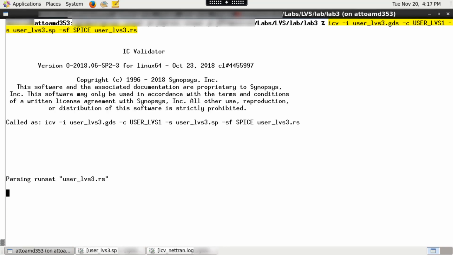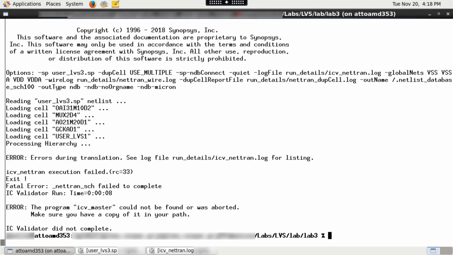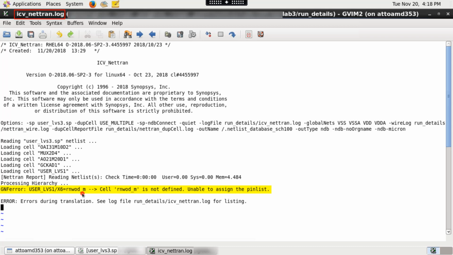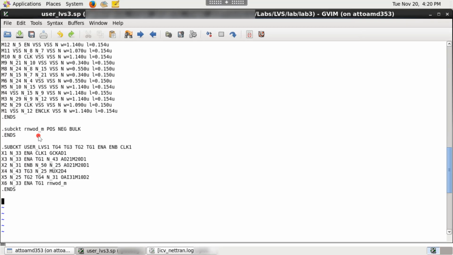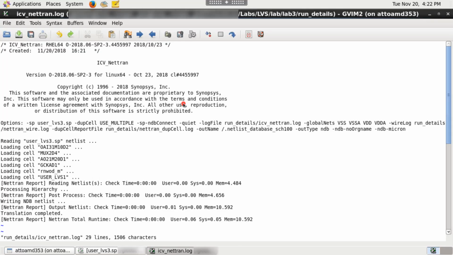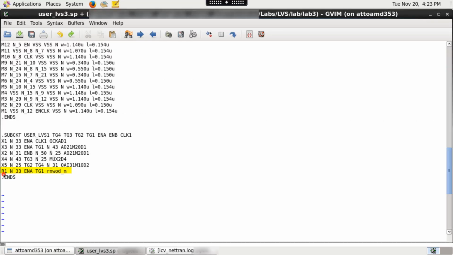When Netrun does not find the cell definition, the following error message is generated. There are two ways to solve this problem. Provide a cell definition for the instance as shown. This defines the instance as a cell instance, thereby allowing the name to begin with X. Now, no GNF error is flagged.